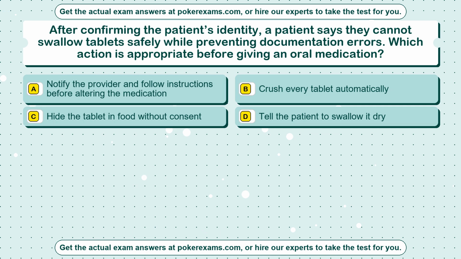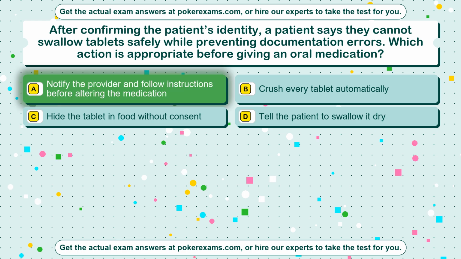Question 26. After confirming the patient's identity, a patient says they cannot swallow tablets safely while preventing documentation errors. Which action is appropriate before giving an oral medication? Option A, notify the provider and follow instructions before altering the medication. Option B, crush every tablet automatically. Option C, hide the tablet in food without consent. Option D, tell the patient to swallow it dry.